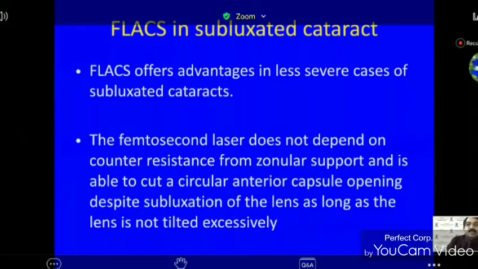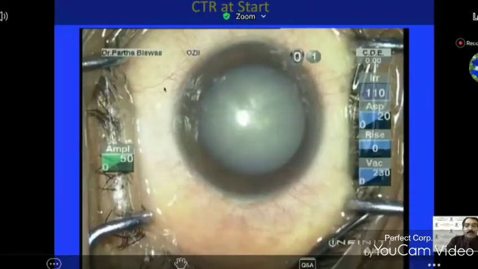In femtosecond laser cataract surgery and subluxated cataract, the femtosecond laser offers great advantages because it does not depend upon the zonular support, and counter-resistance is not a limiting factor in these patients. Let's look at a few videos, and I will share them with you.